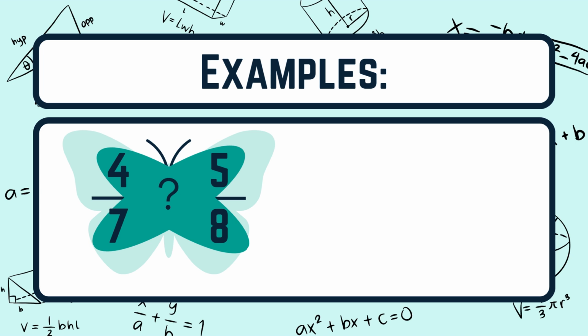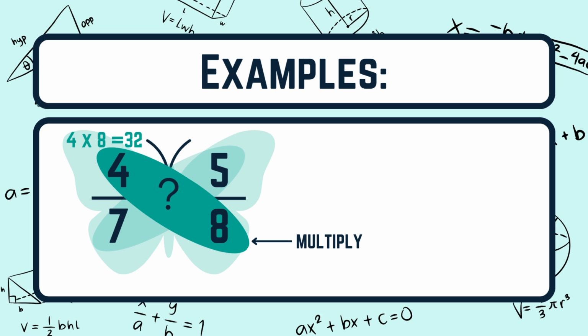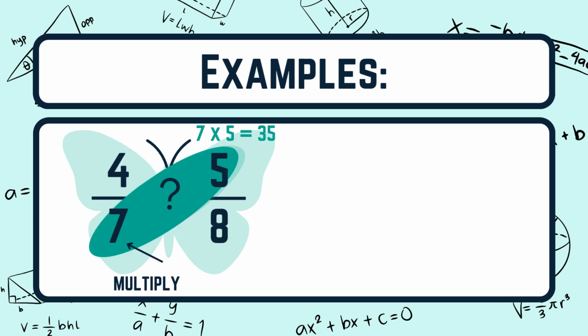This method is very useful for comparing small fractions. Let's try an example: 4 over 7 and 5 over 8. Draw the butterfly as usual. Multiply the numbers inside of each wing. 4 times 8 equals 32, and 5 times 7 equals 35.